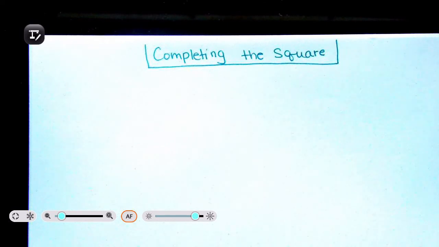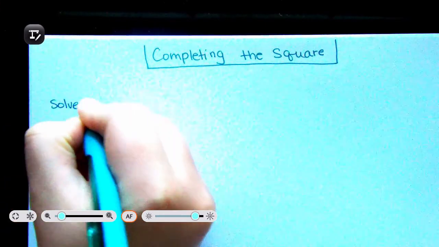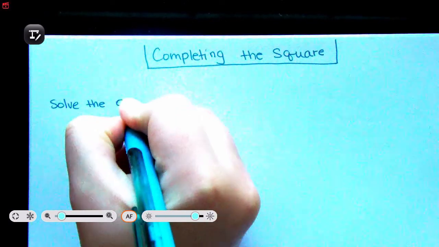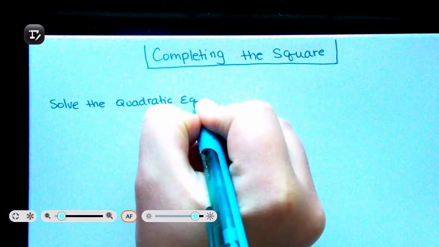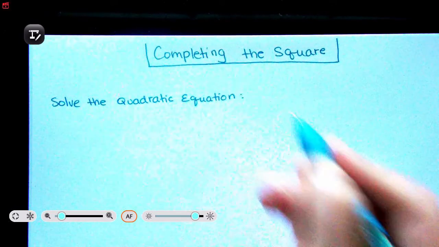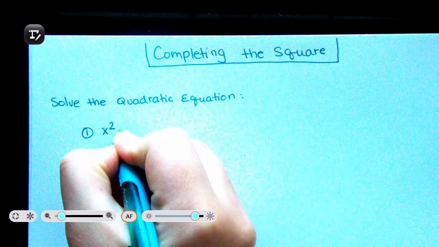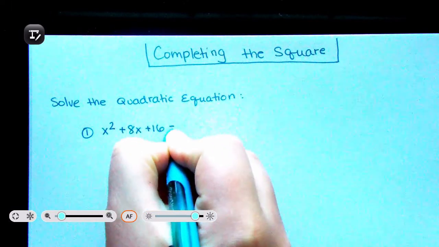All right, let's get started. Let's warm up a little bit, okay? So I would like for you to solve the quadratic equation. And I'm not telling you what method to use, just solve it. So what I'm giving you is x squared plus 8x plus 16 equal to 0.